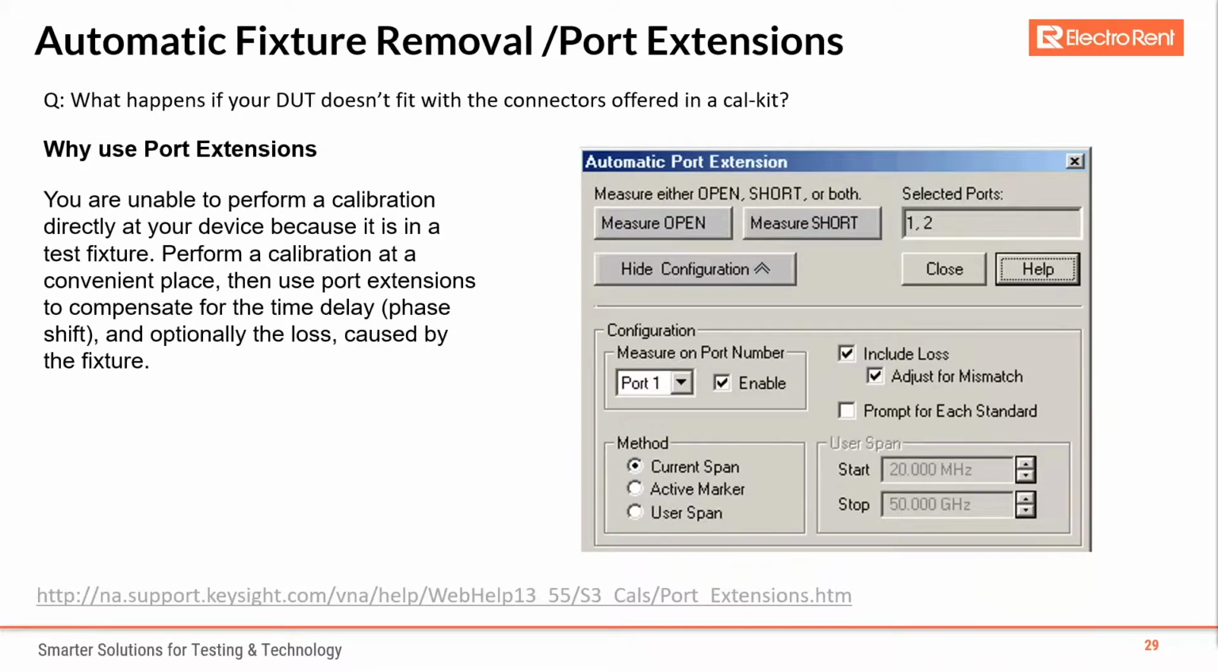Port extensions. Why use port extensions? OEMs offer port extensions or electrical delay. Port extensions can be performed manually and/or via an automatic port extension option, as shown here in the picture. You've already performed a calibration, for example, and then decide that you need to add a length of transmission line in the measurement configuration. Using port extensions, you can tell the analyzer you've added the length to a specific port.